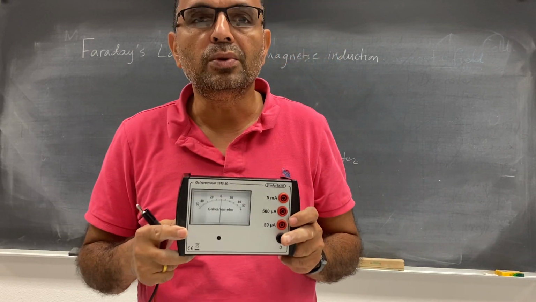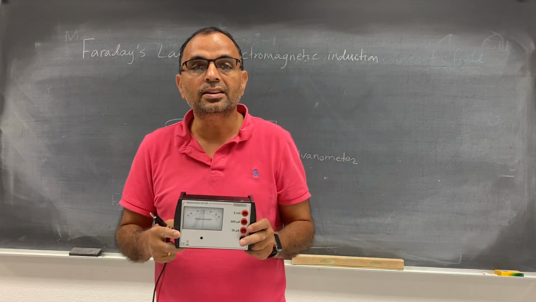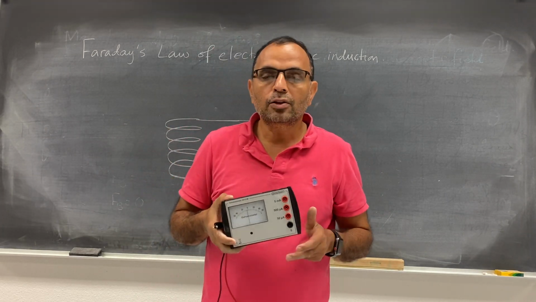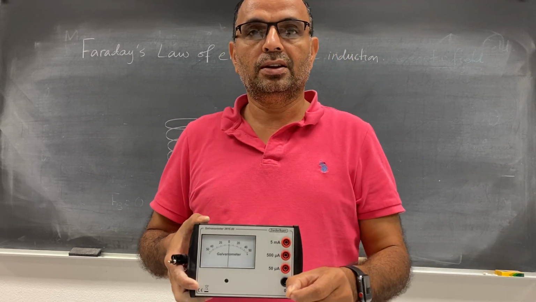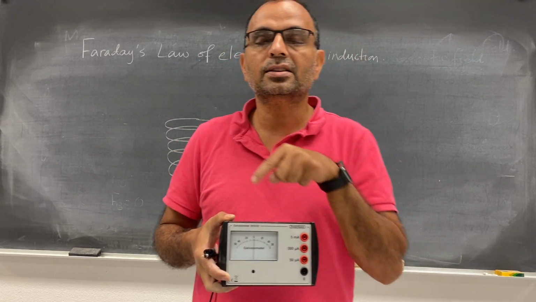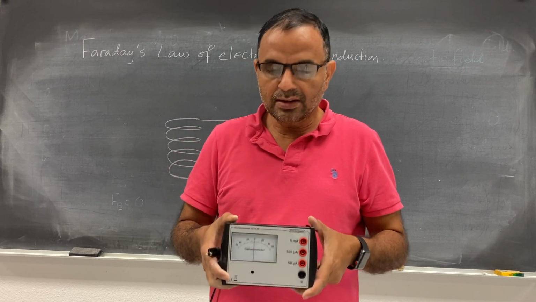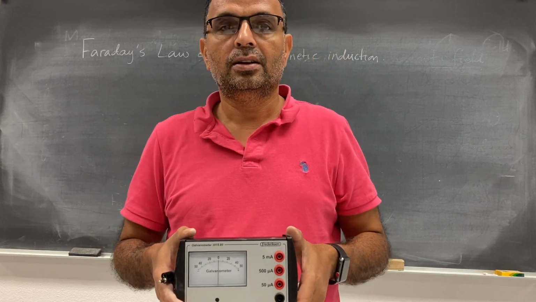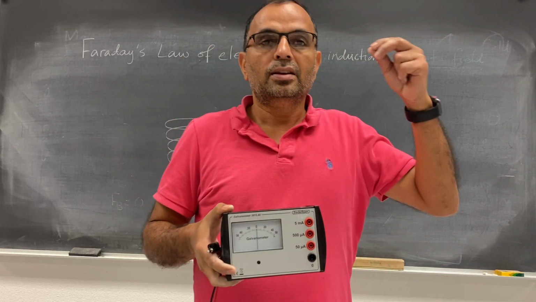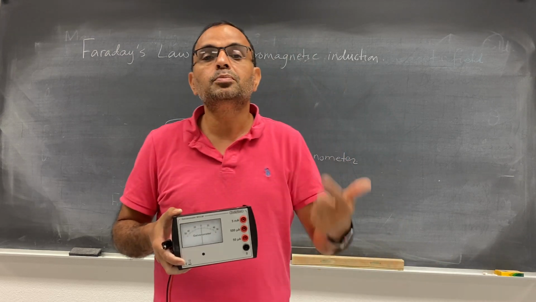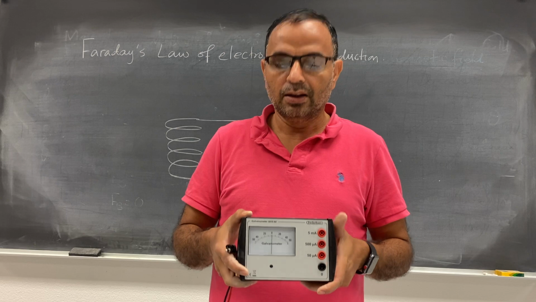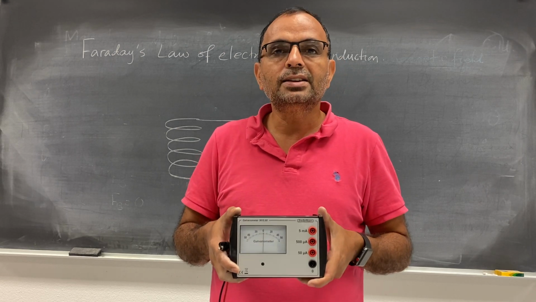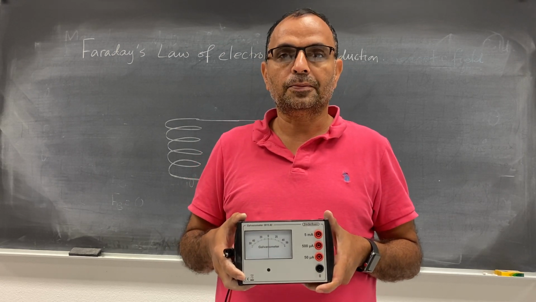So what is a galvanometer? Why do we need this? A galvanometer can detect the current in the circuit. If there is any current, then this galvanometer deflects. So a galvanometer is used to detect the presence of current in the circuit. Even if you have a very small current, this device can detect it.